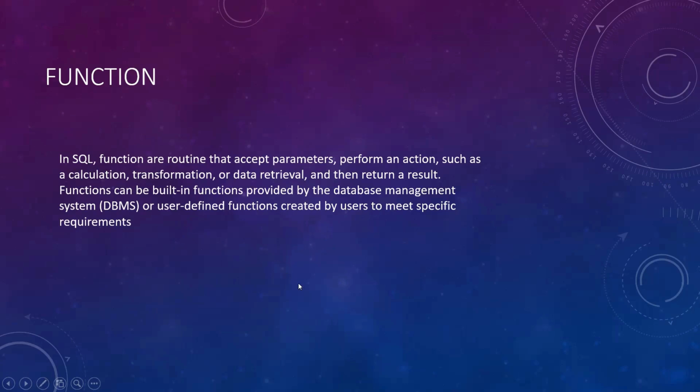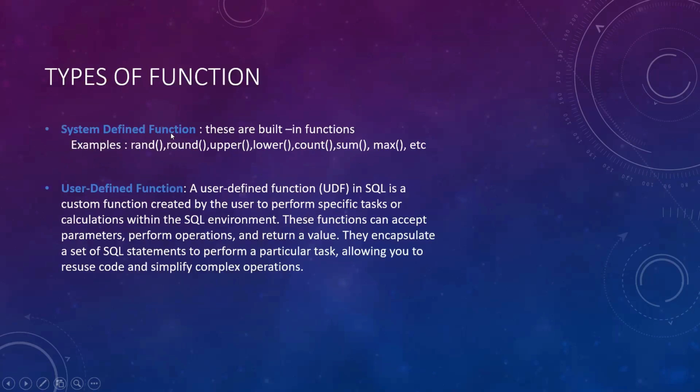There are two types of functions. One is system defined functions in SQL, and second is user defined functions. Examples of system defined functions are rank, round, upper, lower, count, sum, max, etc. A user defined function in SQL is a custom function created by the user to perform a specific task or calculation within the SQL environment. These functions can accept parameters, perform operations, and return a value. They encapsulate a set of SQL statements to perform particular tasks, allowing you to reuse code and simplify complex operations. We will learn both practically, so you will have a clear idea of the uses of these functions.